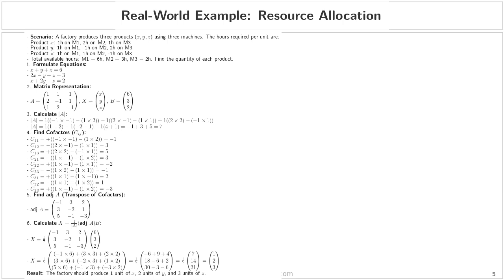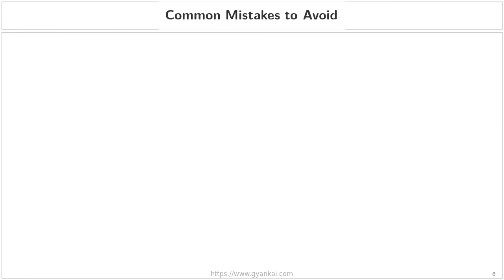It is a long process, but very systematic. However, as we will see in the next slide, there are several critical areas where a small mistake can lead to an incorrect answer. Common mistakes to avoid. Now that we have worked through the step-by-step processes for both 2x2 and 3x3 systems, I want to pause and discuss some common pitfalls. Even if you understand the theory, these small errors can quickly lead to the wrong answer.